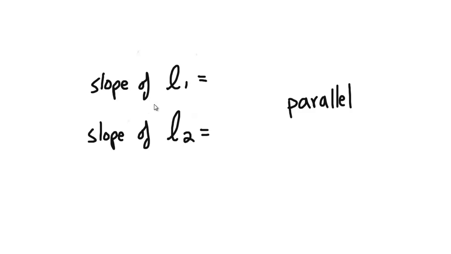Alright, so now let's say that the slope of L1 is 7 and the slope of L2 is -2. As you can see, 7 is not equal to -2, so if the slopes are not equal, then we know that the two lines are not parallel.